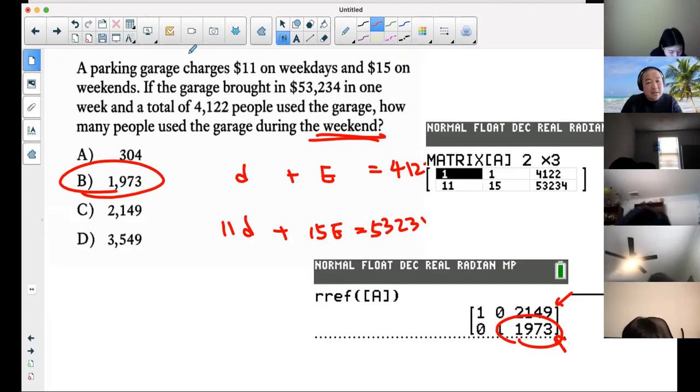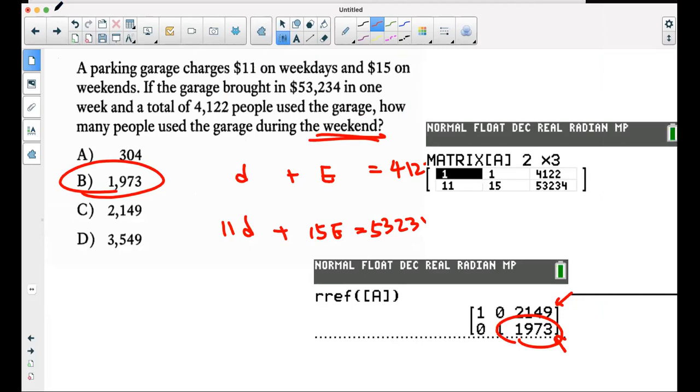All right. So you have to know how to use matrix. It's much better for you, especially for section 4. All right, guys. Now we're gonna be looking at number 21.